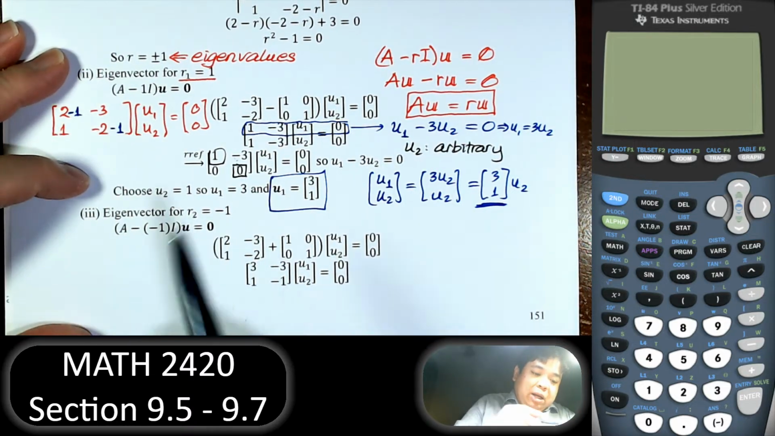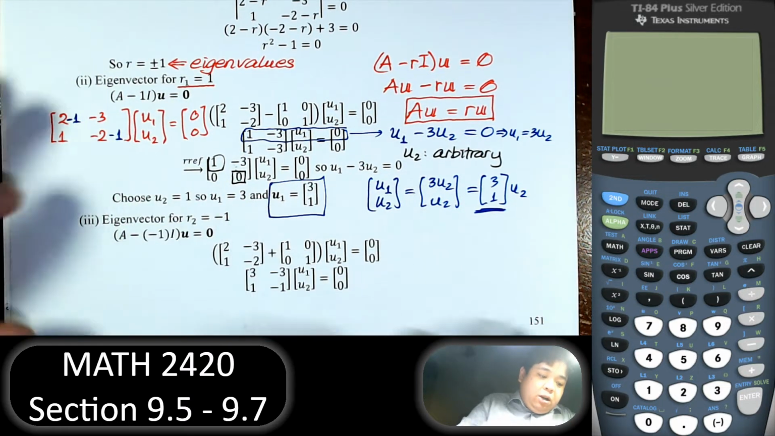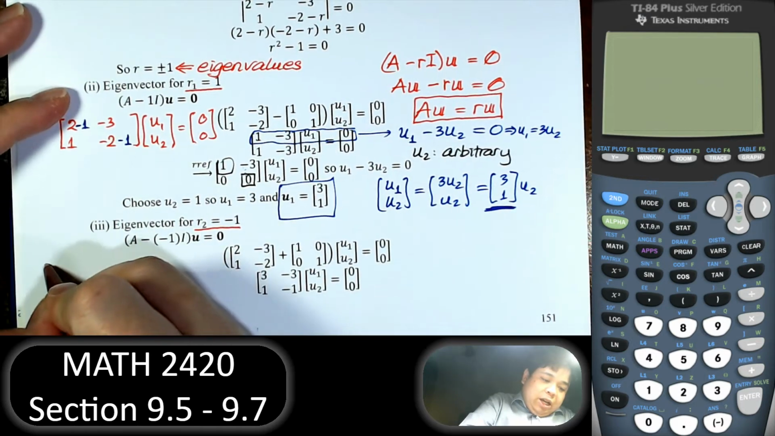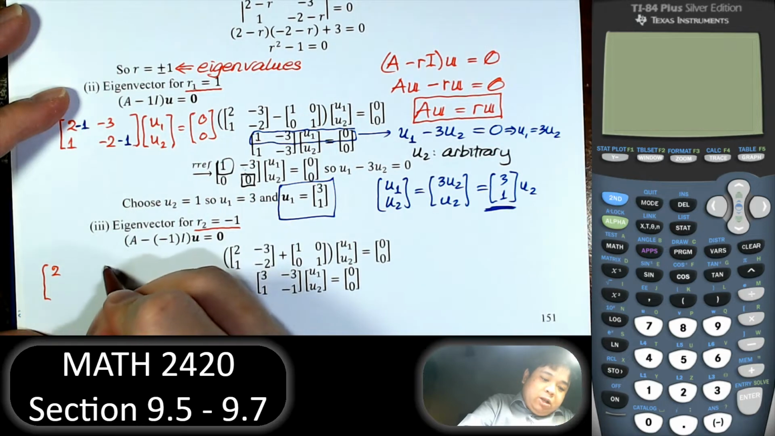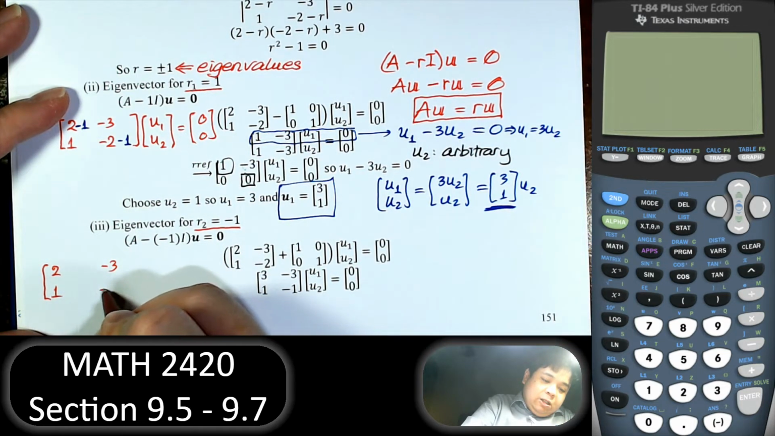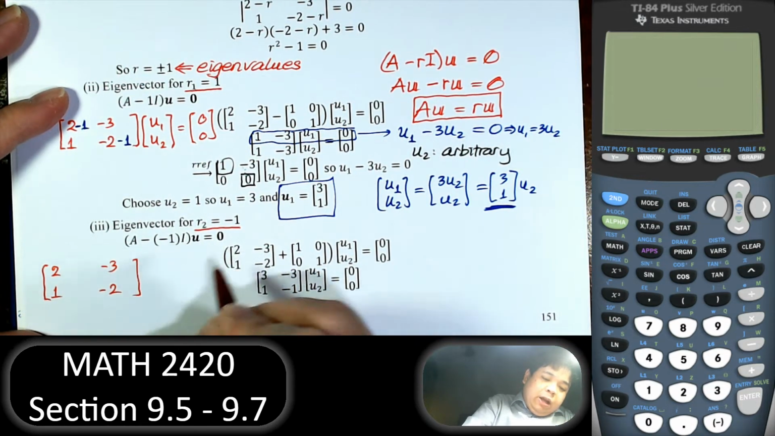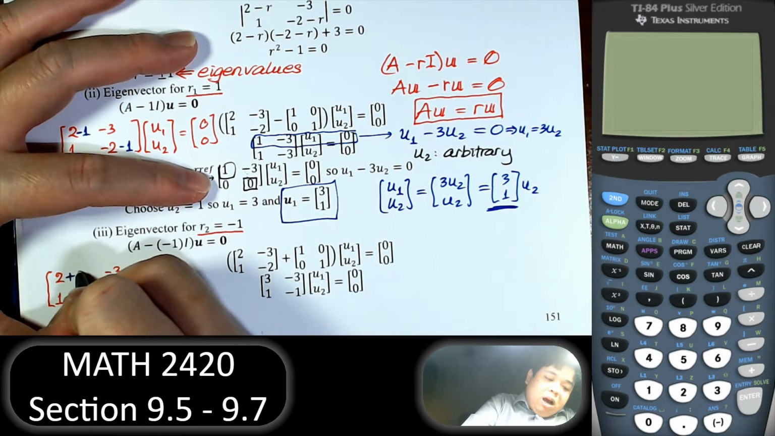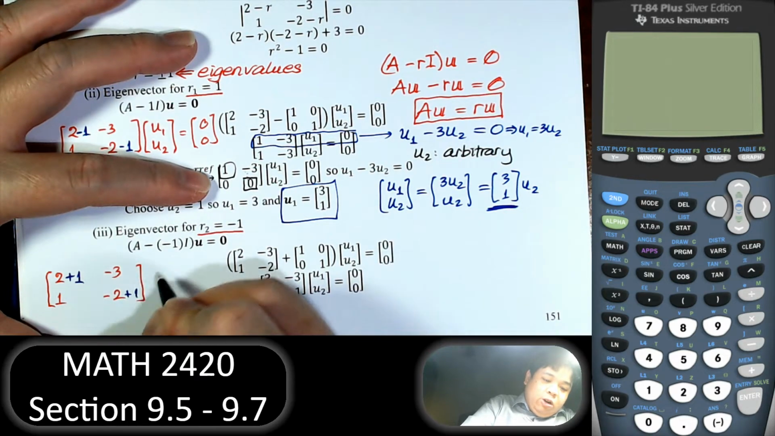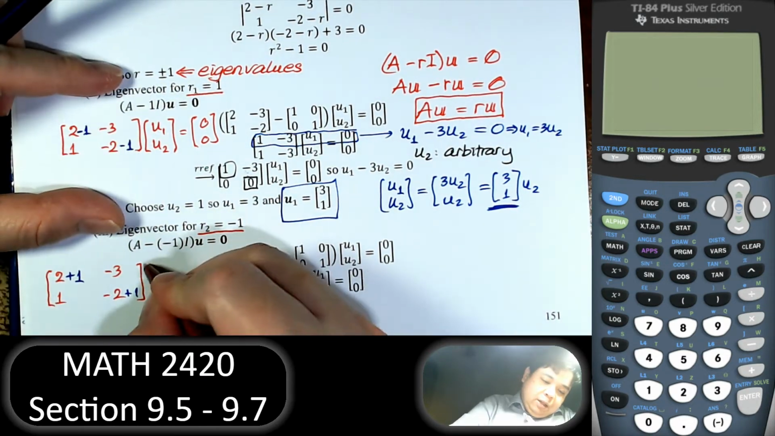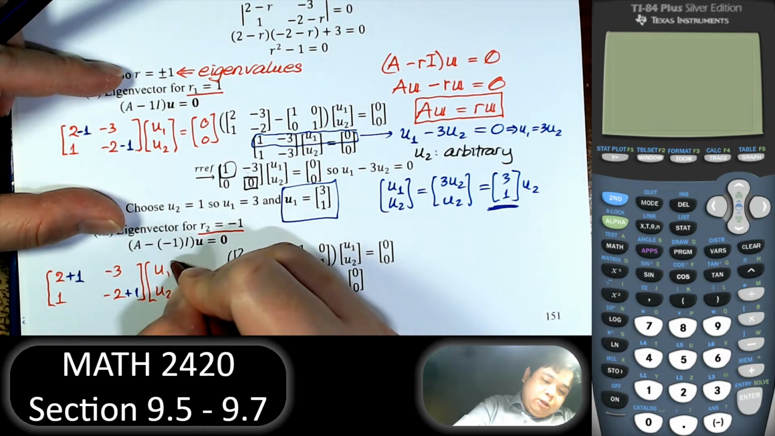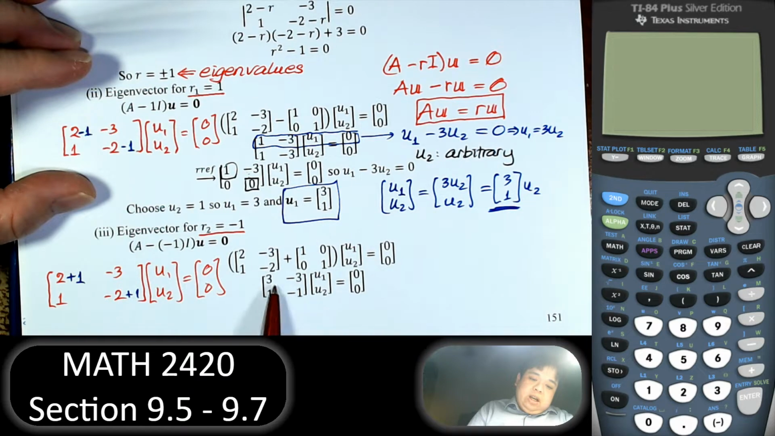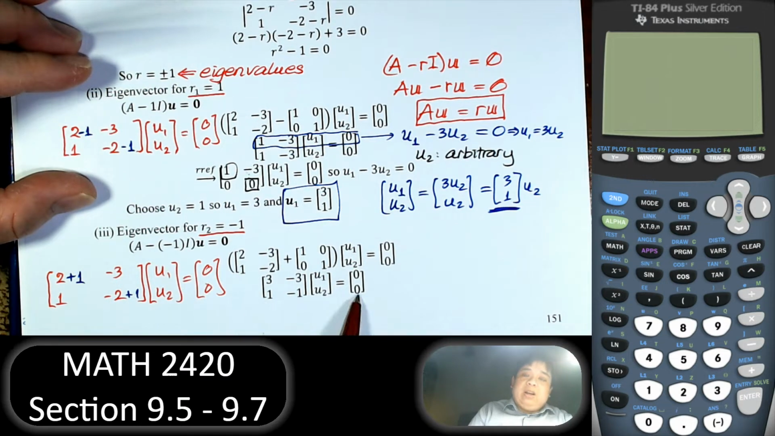Second example, second part, we have eigenvalue r equal to -1. So once again, we will have the original matrix. Now we have the eigenvalue of -1. I subtract that, meaning minus -1, just plus 1 on the diagonal. Multiply u1, u2 equal to 0, 0. That gives us 3, -3, 1, -1.